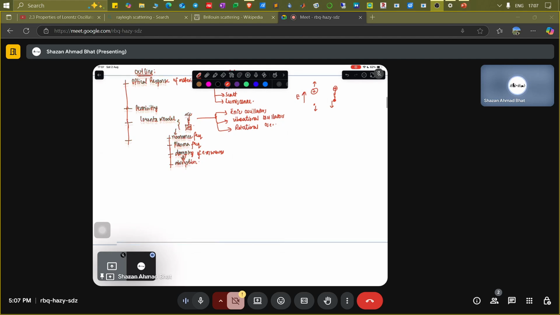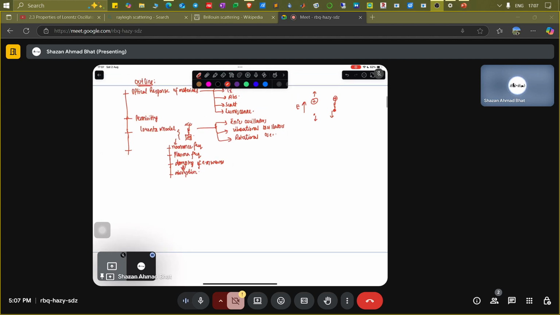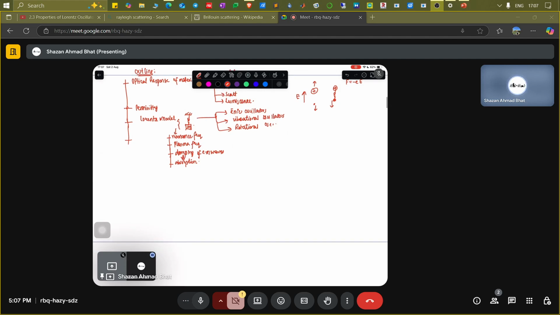Obviously, there is no spring. It's just a hypothetical thing we are trying to show you, to see what will happen to the system in the presence of the electric field, because the force due to the electric field will be minus e times the electric field. So this is the system we will be talking about, and then we will move into the Lorentz model. We will talk briefly about polarization, which is roughly defined as dipole moment per unit volume.